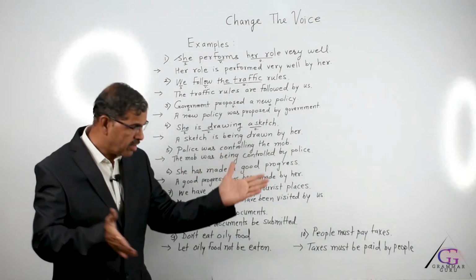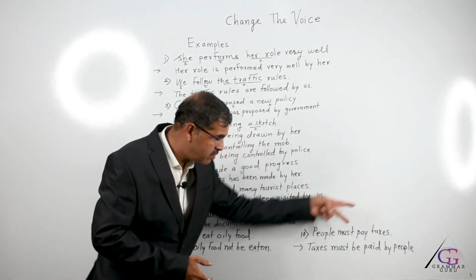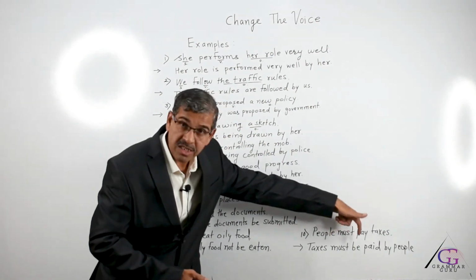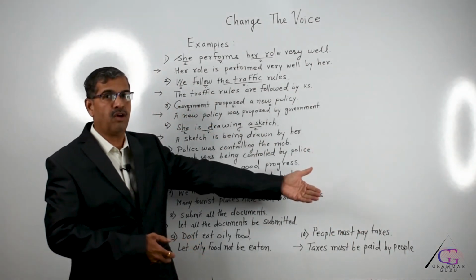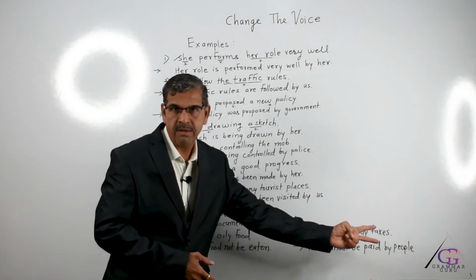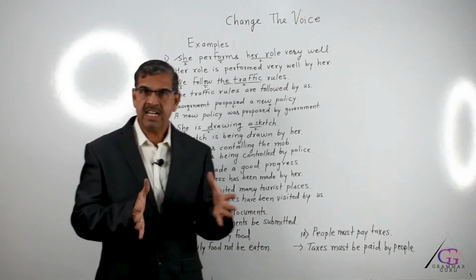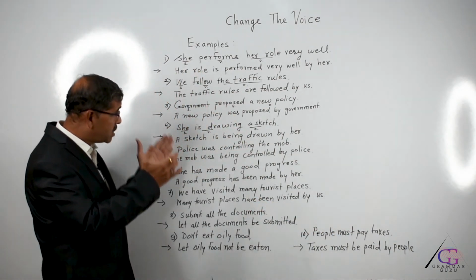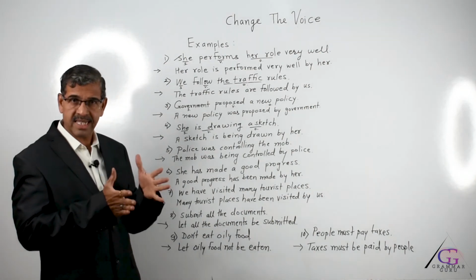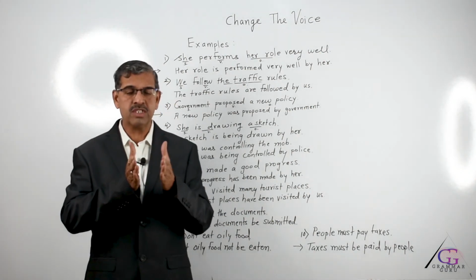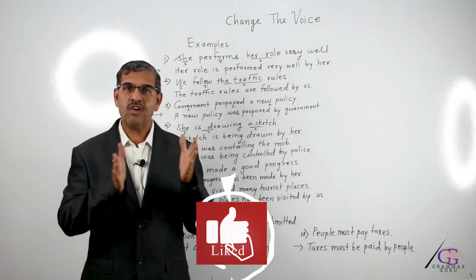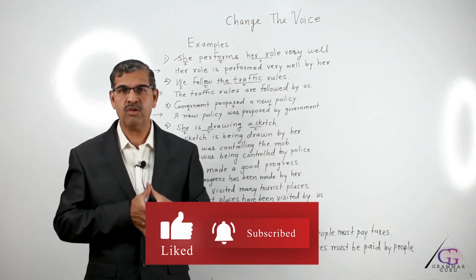Is it clear? So look at the answer. The answer is taxes, which is the object, followed by must be, then the V3 form, and then by people. So friends, it is clear now that 5 or 6 types you must be able to understand in the paper and use the corresponding proper rules. So all your change the voice answers will be okay.